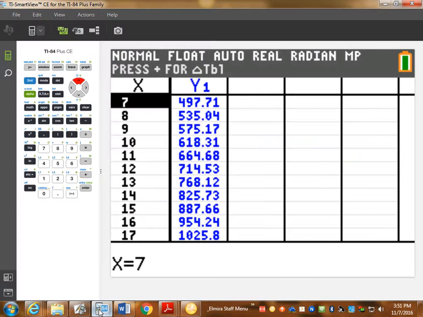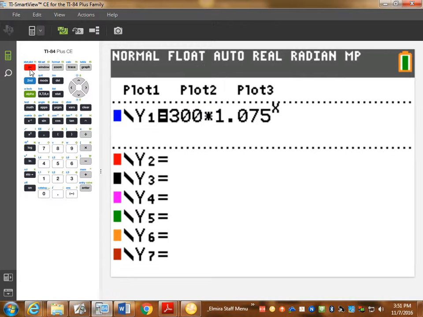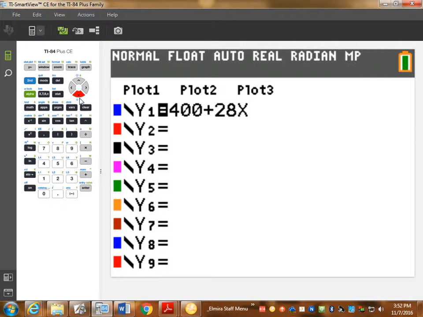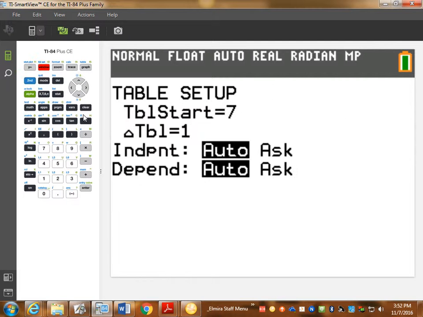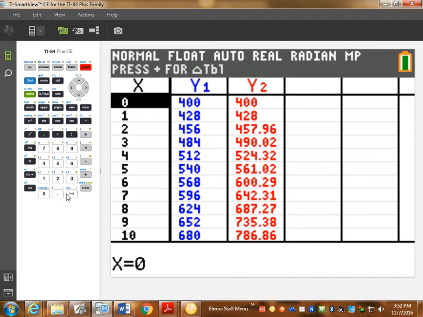So now I'll go into my y equals, and I'm going to put in both equations. I'm going to put the linear one in first, simple interest first, 400 plus 28x. Then I'm going to go down and type in the compound interest one. I'm going to have both of them in there at the same time. And I want my table to start at 0. Okay. So now I can use this to find out all my other values.